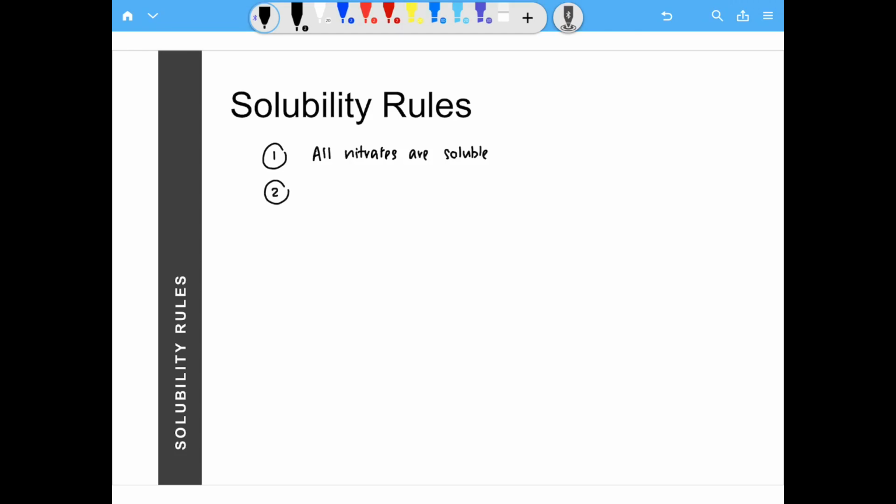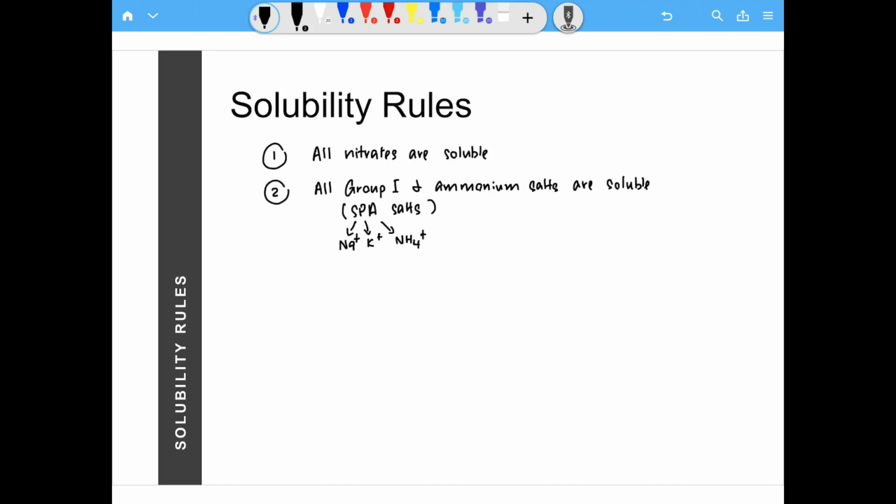The next rule is all group 1 and ammonium salts are soluble. Now this rule is often condensed or simplified into this, that all SPA salts are soluble. SPA salts meaning sodium, potassium and ammonium. So if you see sodium something, potassium something, ammonium something, they are all soluble in water.